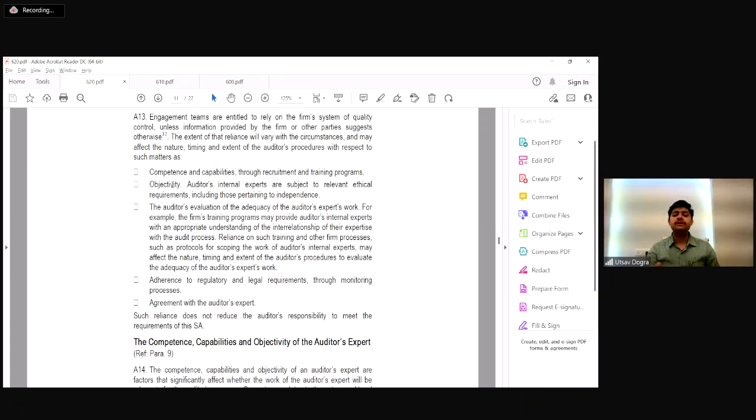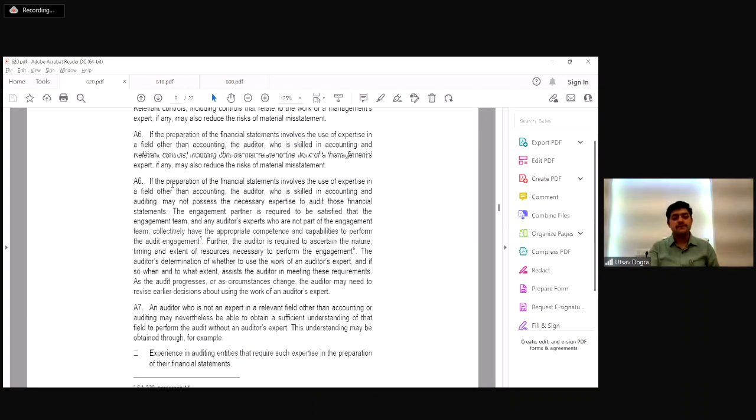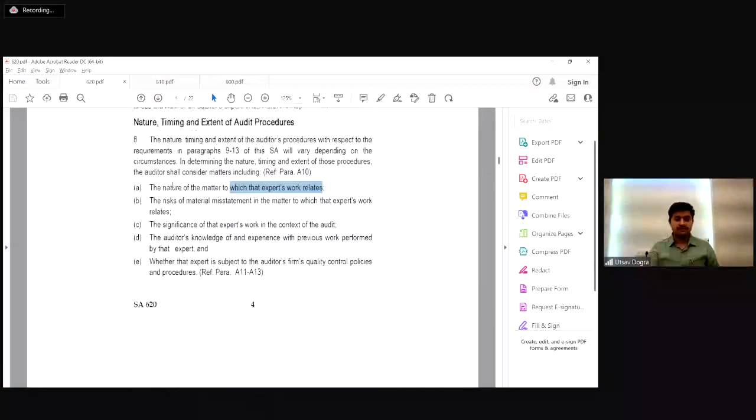Adherence to the regulatory and legal requirements, and monitoring the process. The expert must adhere to the regulatory requirements. He should not collude with the management, or take such actions that may raise a question upon his independence. And an agreement with the auditor's expert is very much necessary. An agreement must be in place. So we'll talk about this also here in the main standard itself.